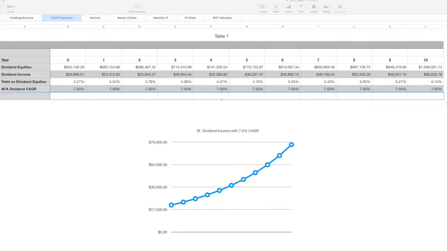And here you can see what happens when you take that weighted average CAGR, that 7.5% annual average growth rate in the dividend payout, and you apply that to my current yield in my dividend equities, which is 3.27%. And then what you do is run that over the next 10 years.